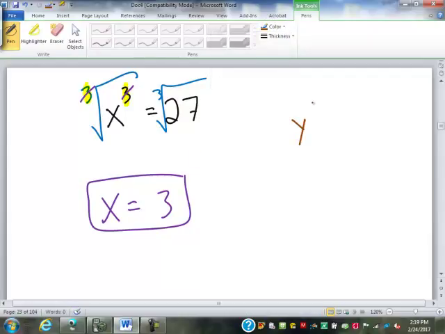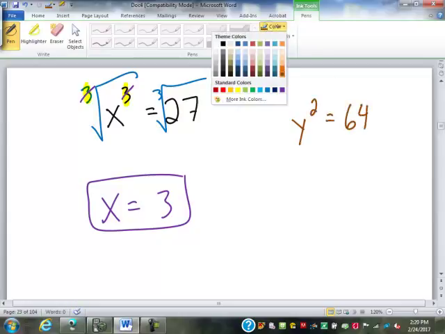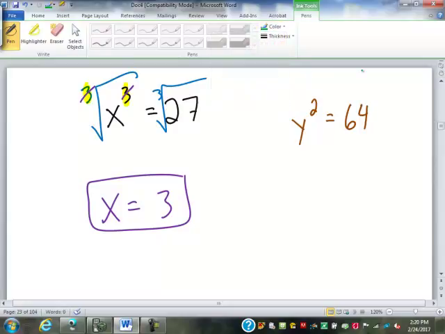If I give you that y squared equals 64, what's the opposite of squaring? That is the square root. So now the square root of y squared, the root and the squared just cancel out to give me y. What's the square root of 64? 8. And there is one other possibility.